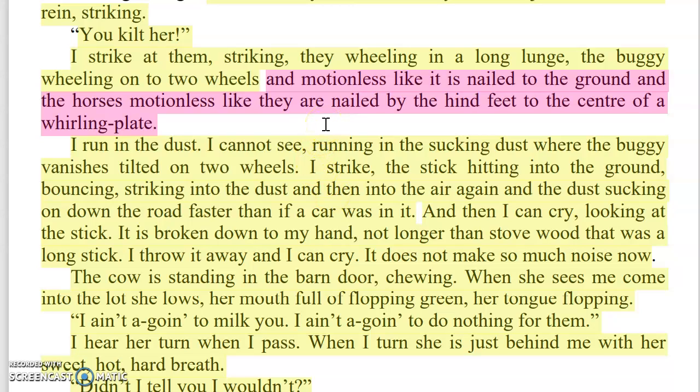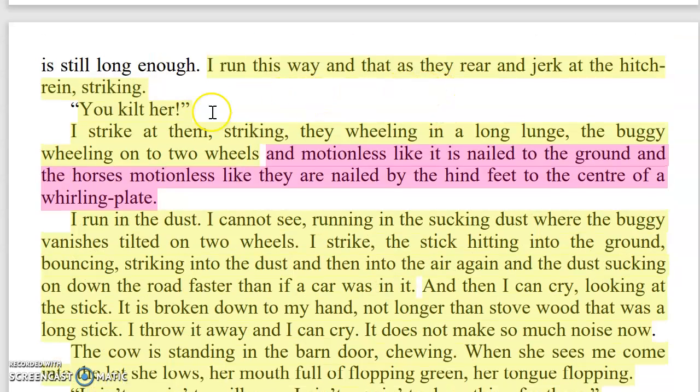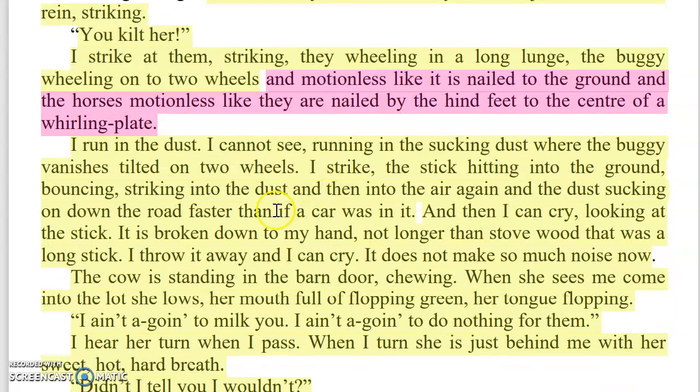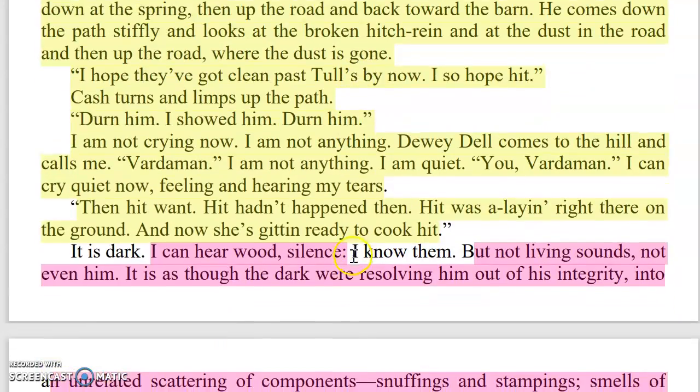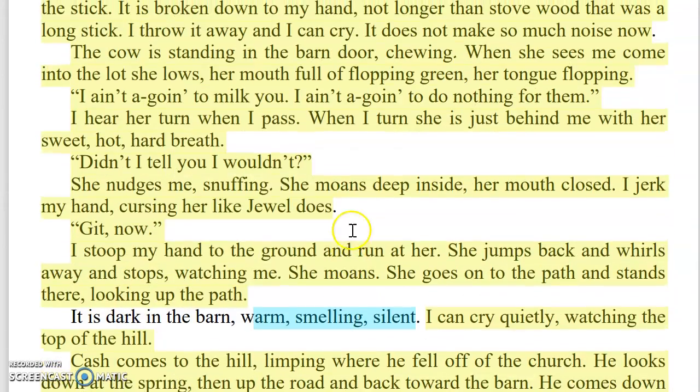All right. This also is highlighted because this image is awfully lyrical for a kid who is talking about chickens and circus ladies. This image of the horses motionless like they're nailed to the center of a whirling plate. Unusual for him, but we'll talk about why he maybe thinks with such big words, which he does at the end of the chapter a little bit later.